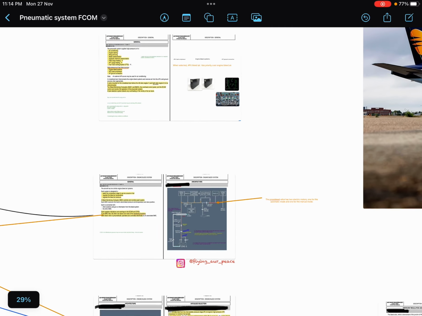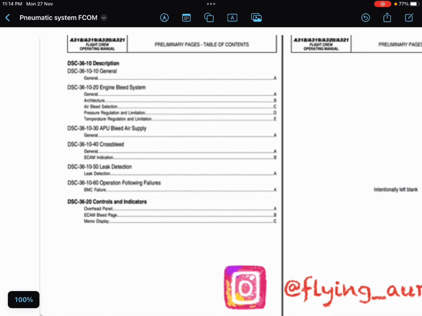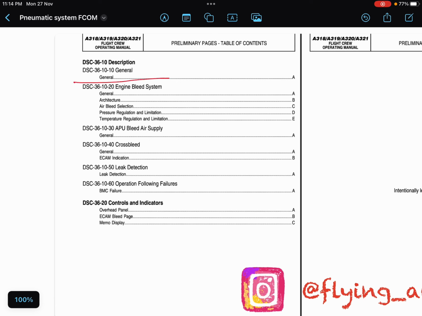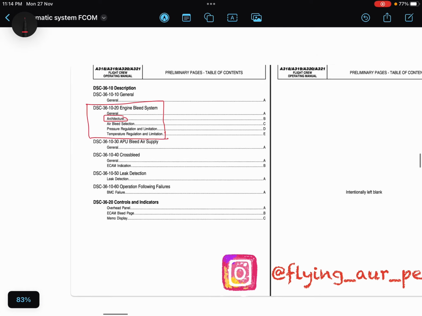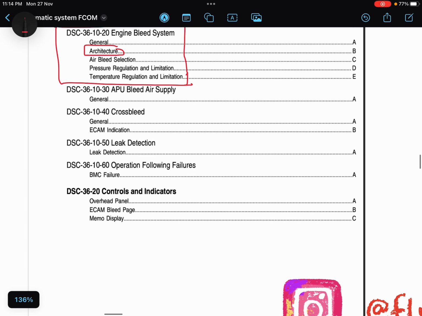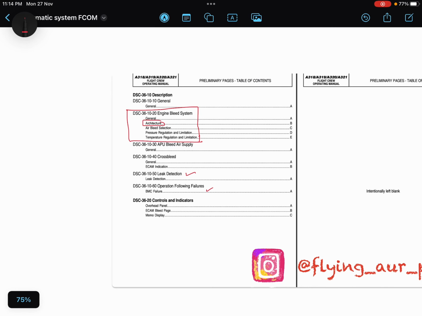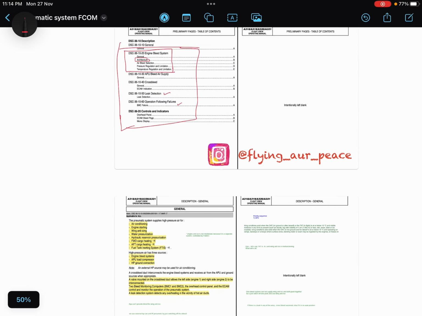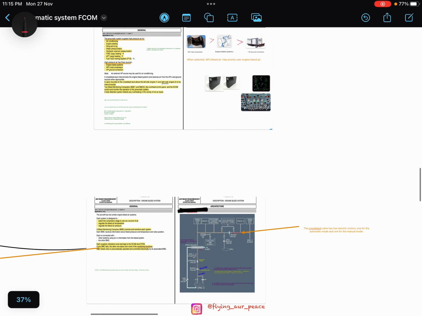So what we are studying today is particularly the engine bleed system, and in this engine bleed system there will be architecture. So we will be covering the whole engine bleed system of pneumatic. I have made so many other videos on leak detection, BMC failure, and even a complete video of the whole pneumatic system explained from the FCOM. You can go and check out all the videos. They will definitely be helpful for you. So let's start with the architecture.